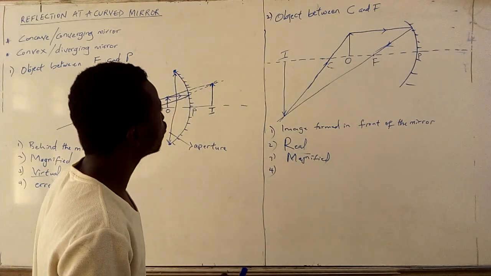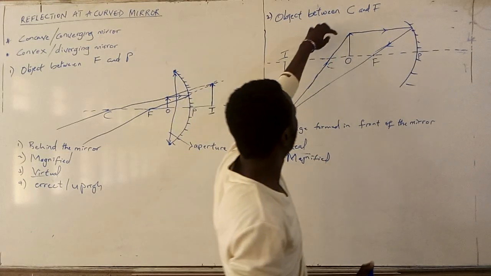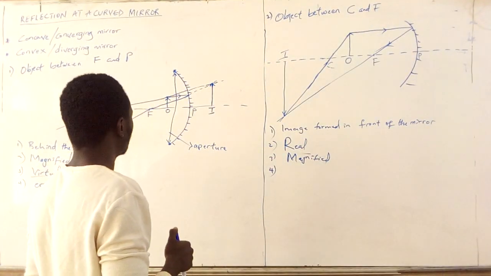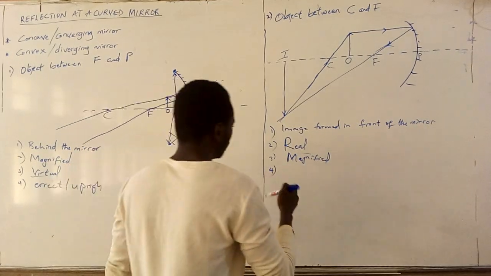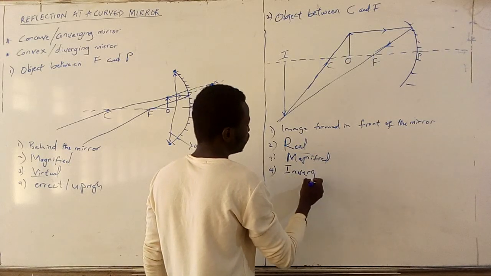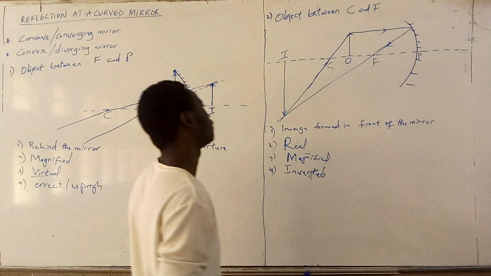Then, but look at the arrows. You can see the image, the arrow is pointing down, while for this, it is pointing up. So what can we say about this? We say it is inverted. So the image formed is inverted.